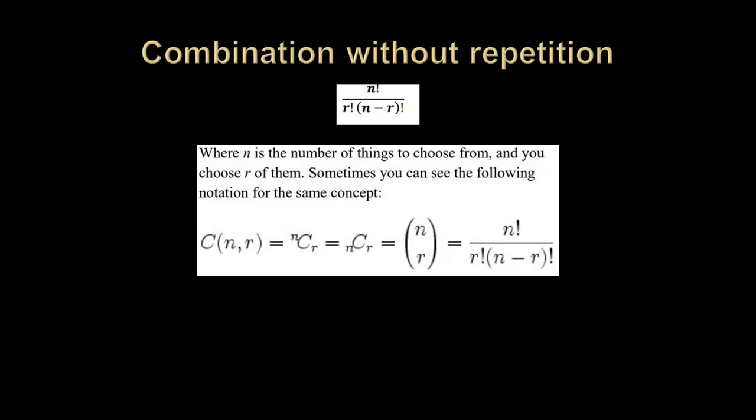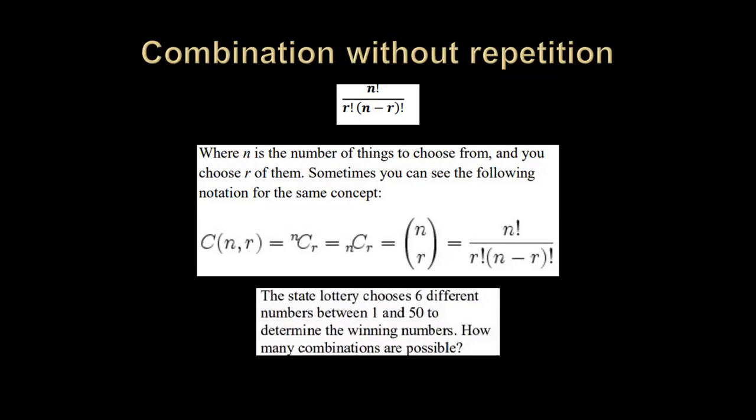Let's proceed with an example. The state lottery chooses 6 different numbers between 1 and 50 to determine the winning numbers. How many combinations are possible? For this type of problem, lottery problems, we're going to use the formula n factorial all over r factorial, multiplied with n minus r factorial. If we proceed now with the solution of this problem, n is equal to 50, whereas r is equal to 6.